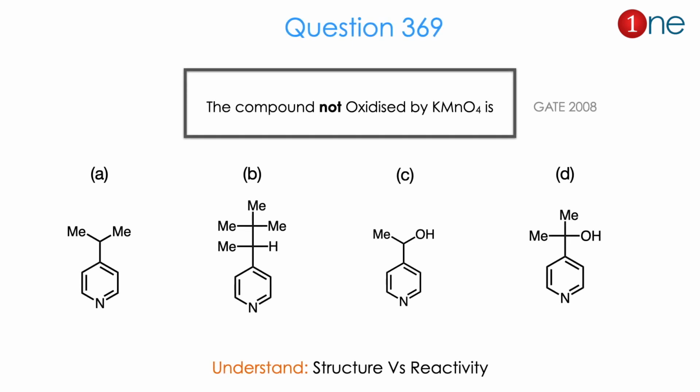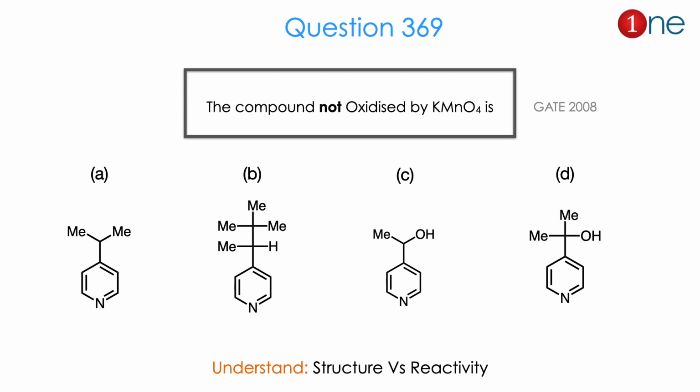Then let us look at the next question. They are asking the compound which is not oxidized by potassium permanganate. They given the 4 different substituted pyridine there. First one is with isopropyl group, second one is with multiple conjugation, third one is with ethyl alcohol, fourth one is isopropyl alcohol. So multiple conjugation with pyridine.